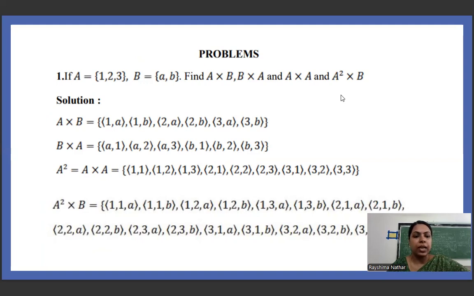For A squared, A is related to A. So (1, 1), (1, 2), (1, 3), (2, 1), (2, 2), (2, 3), (3, 1), (3, 2), (3, 3). In this way, we have to relate it. Next, A squared cross B. First, we need to find A squared, and then take its product with B.